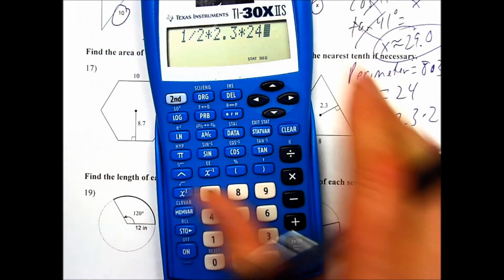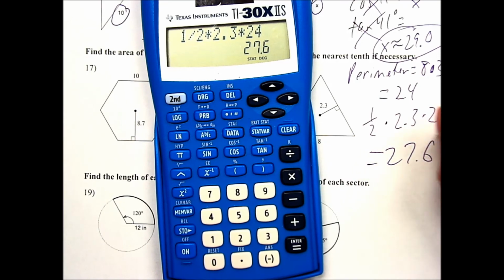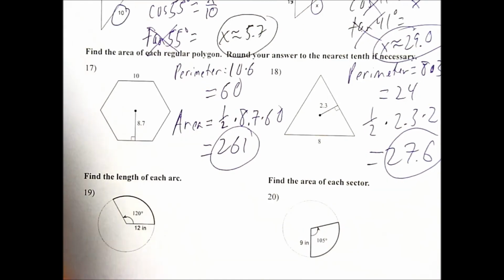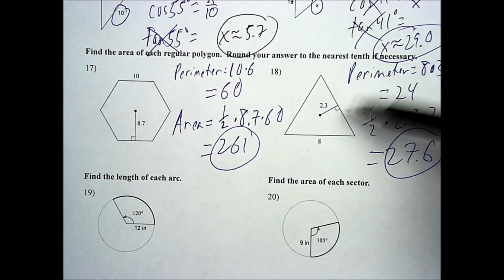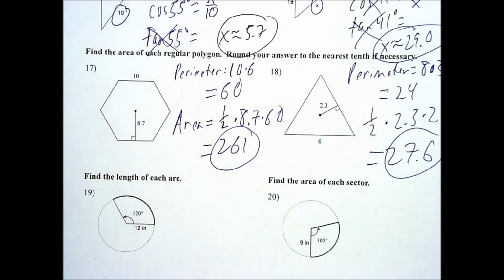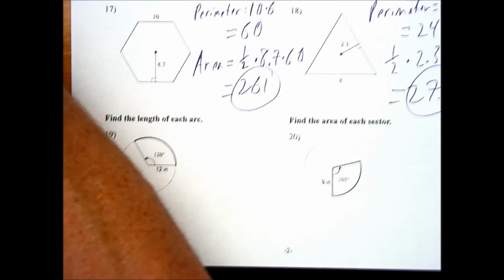Half the apothem times the perimeter. So that's approximately 27 and 6/10. Half the apothem times the perimeter. Perimeter being the side length times number of sides. Hexagon's got 6 sides, triangle's got 3 sides. Multiply accordingly. Alright. Circumference and area.